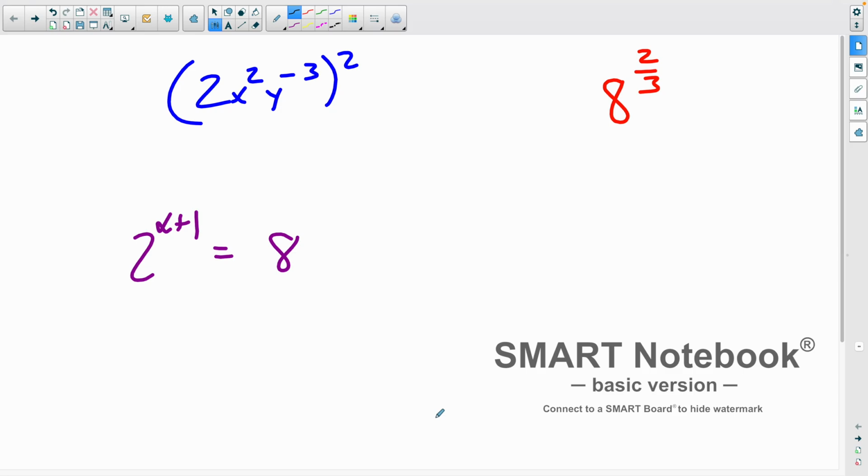Just kind of get us back to where we were from Friday. All right? And so what is our rule on this first one right here? What are we going to do? We're going to multiply the exponents.